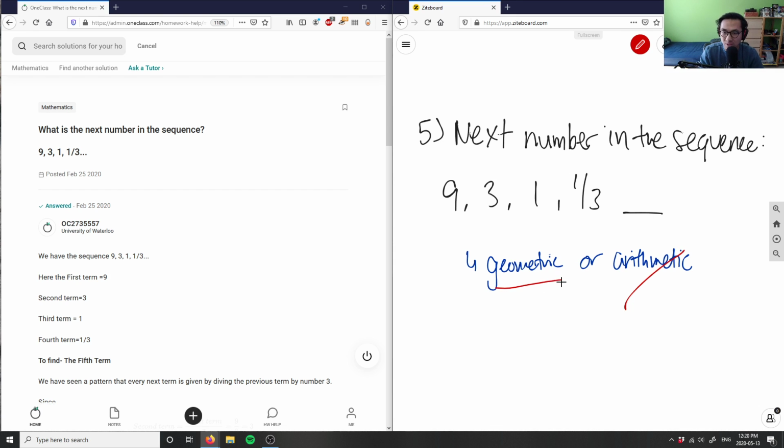So I would have to have a geometric sequence. And what is a geometric sequence? Well, I'm multiplying a fixed number from one term to the next. In this case, 9 times what number would give me 3? Well, I'm multiplying by 1/3, right? So from here to here is also 1/3, and here to here is also 1/3.